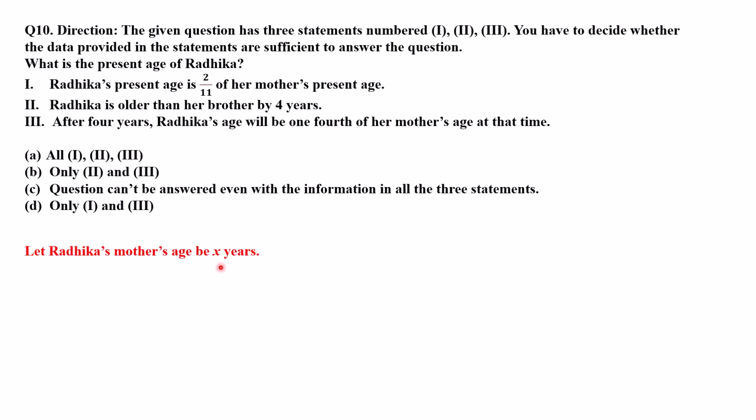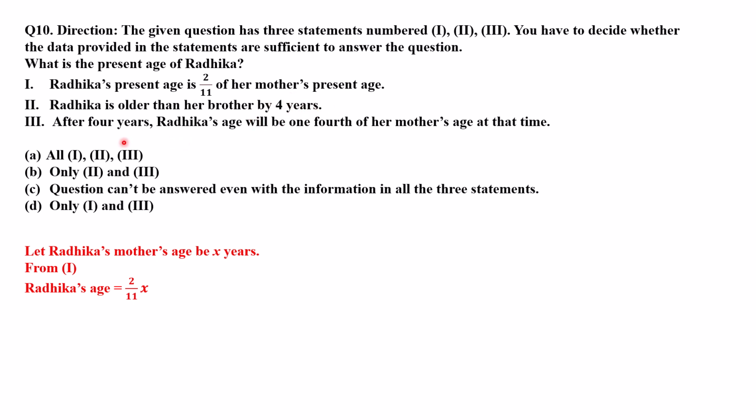Okay, so let Radhika's mother's age be X years. Now this is the present age. So what will be Radhika's age? According to the first statement, I can say it is 2 by 11 X, isn't it? Now the second statement is Radhika is older than her brother by 4 years. So as of now, I am not able to find the age of Radhika using the second statement because for brother also there is no information given about his age.